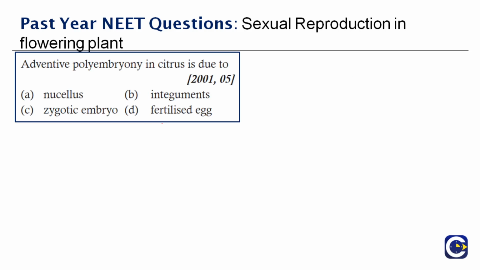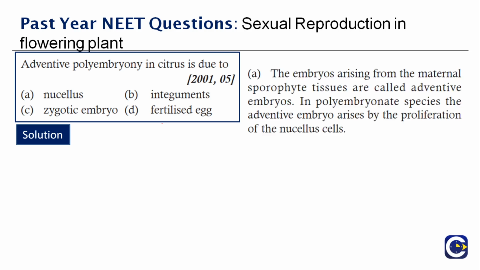Next question here. Adventive polyembryony in citrus is due to dash. I think this is also an easy question because we know what the answer is. Any idea what it is? Yes, the right answer is option A, nucellus. The embryos arising from the maternal sporophyte tissues are called adventive embryos. When we talk about polyembryony, poly means many. This type of adventive embryo arises from the proliferation of the nucellus cells, which is option A.